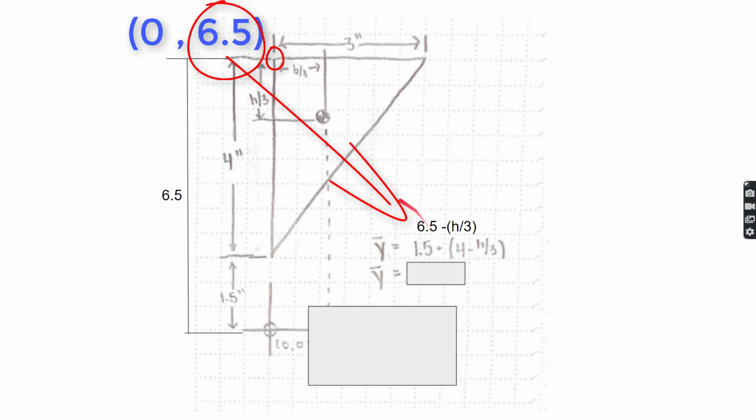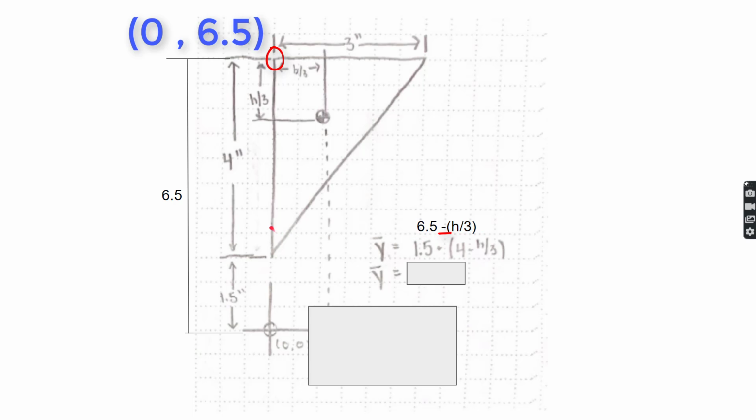So we would put 6.5. Then we would look at, is our centroid moving us in a downward or upward direction? So does the formula take us down from where we're at in a negative direction or up from where we're at in a positive direction? And in our case on this triangle, it takes us downward. So it would be 6.5 minus height divided by 3.